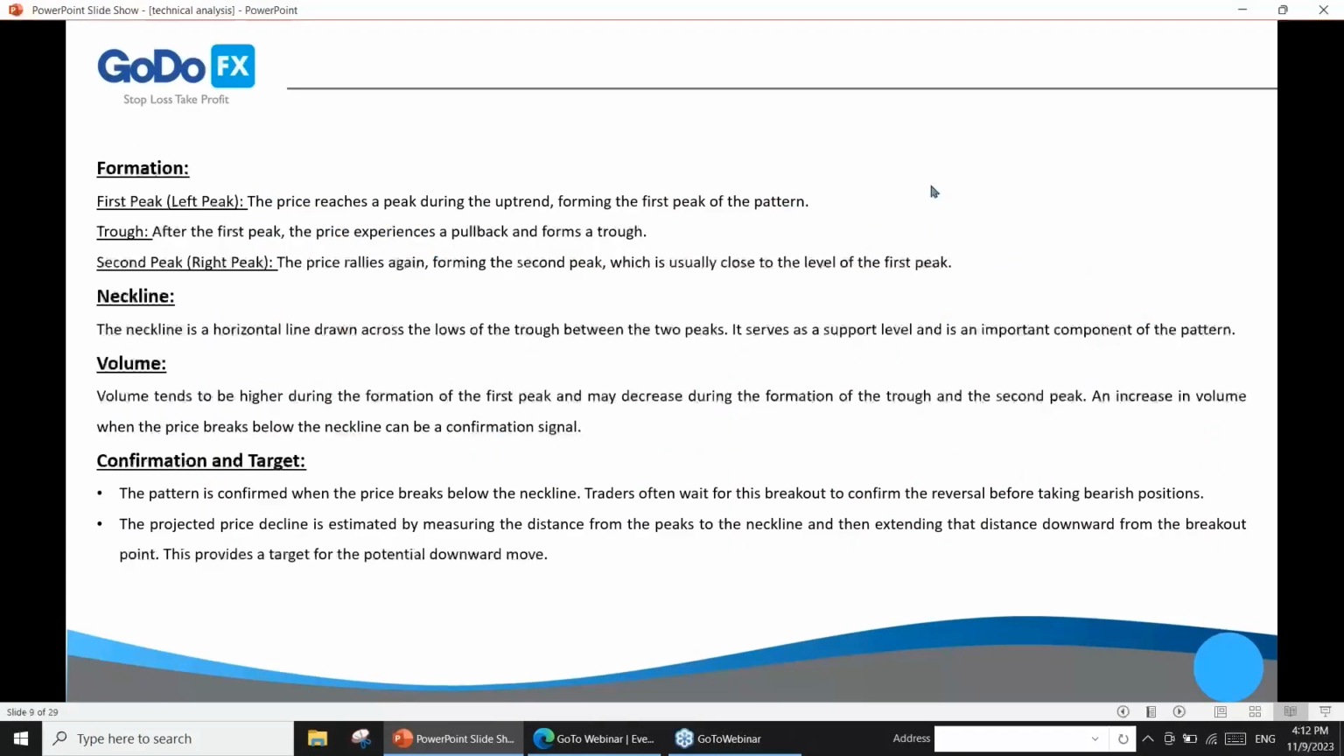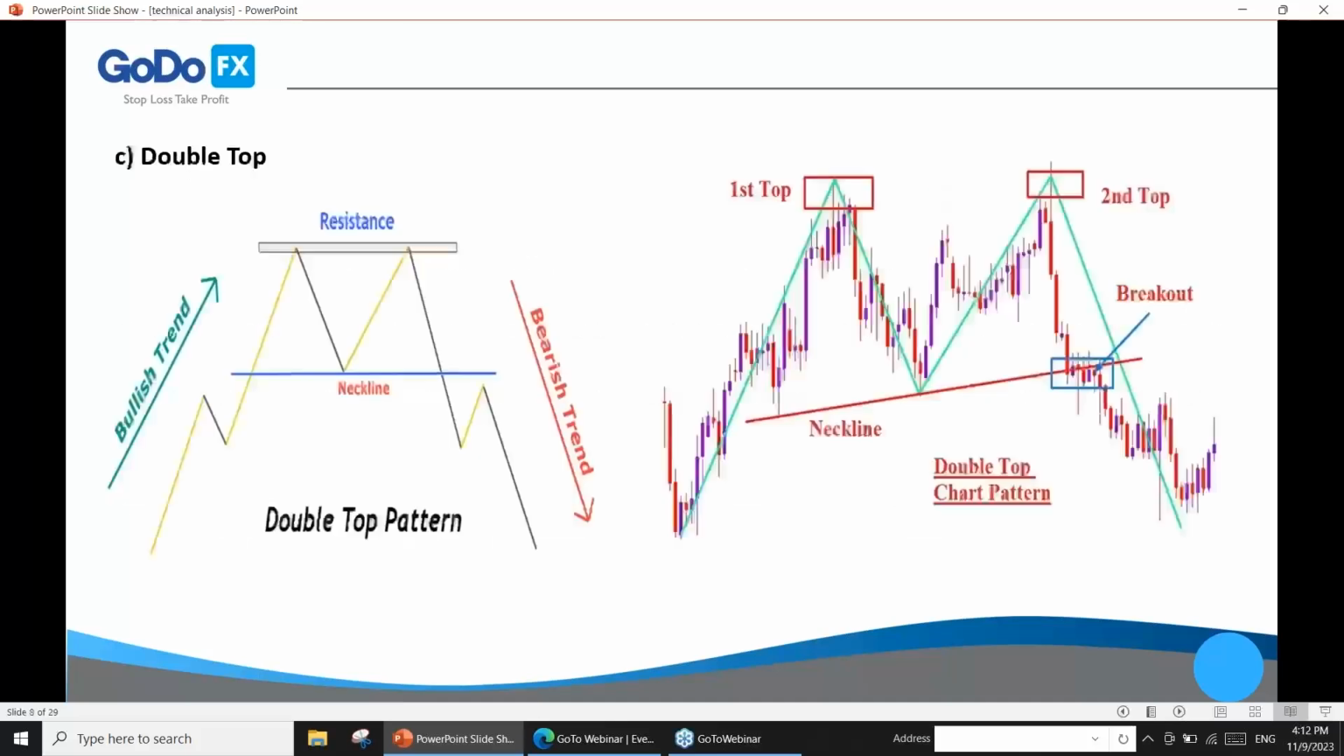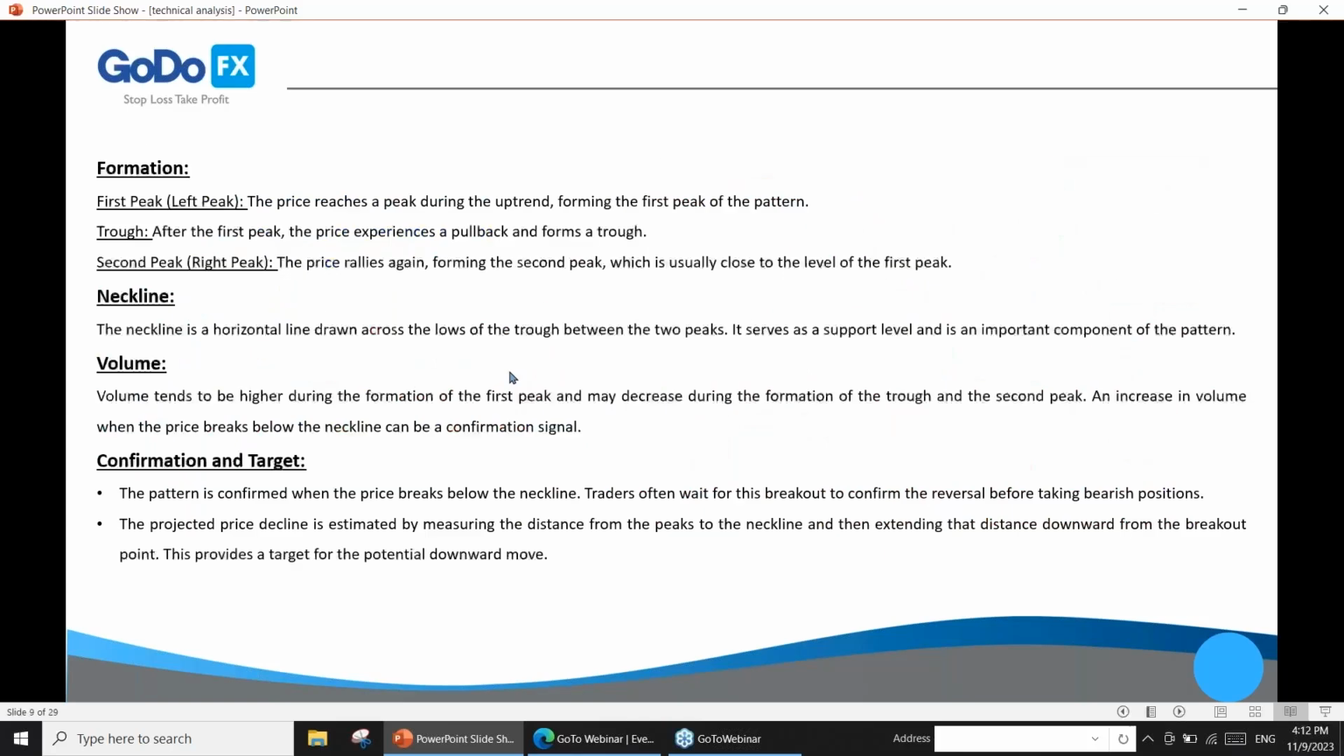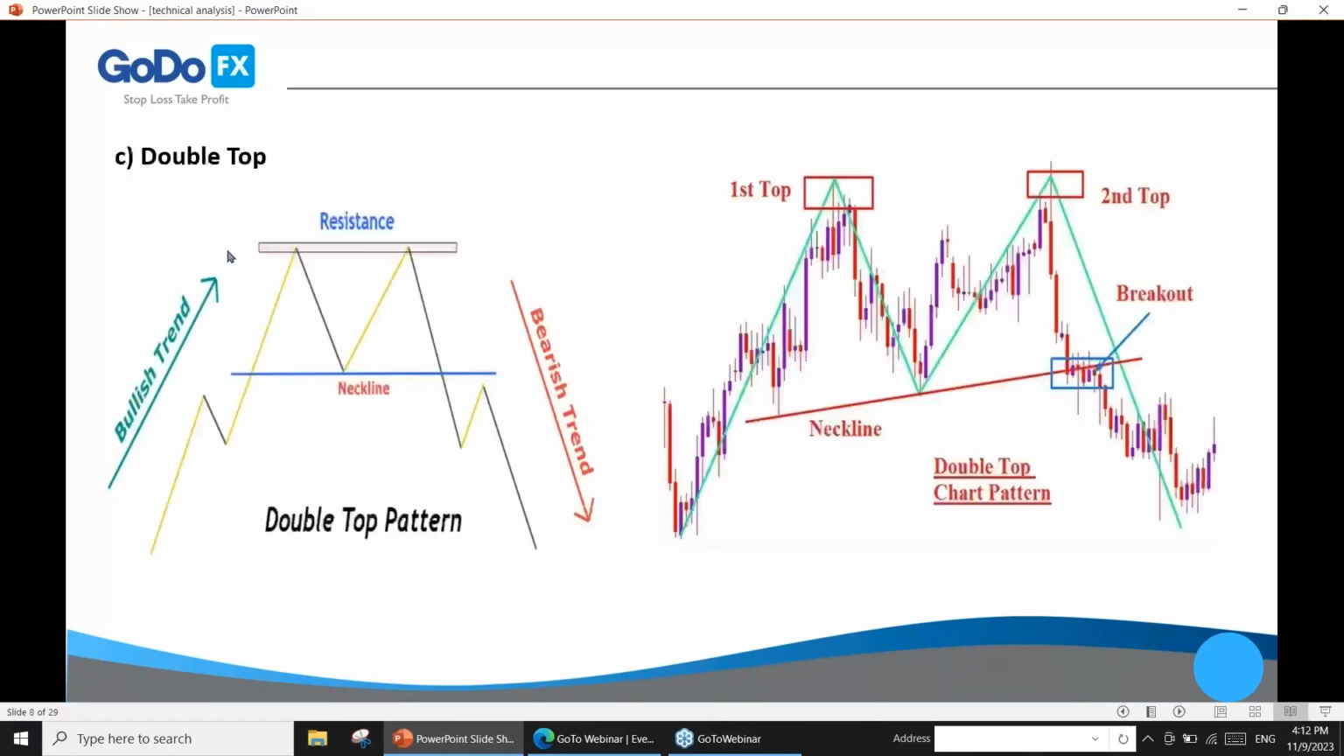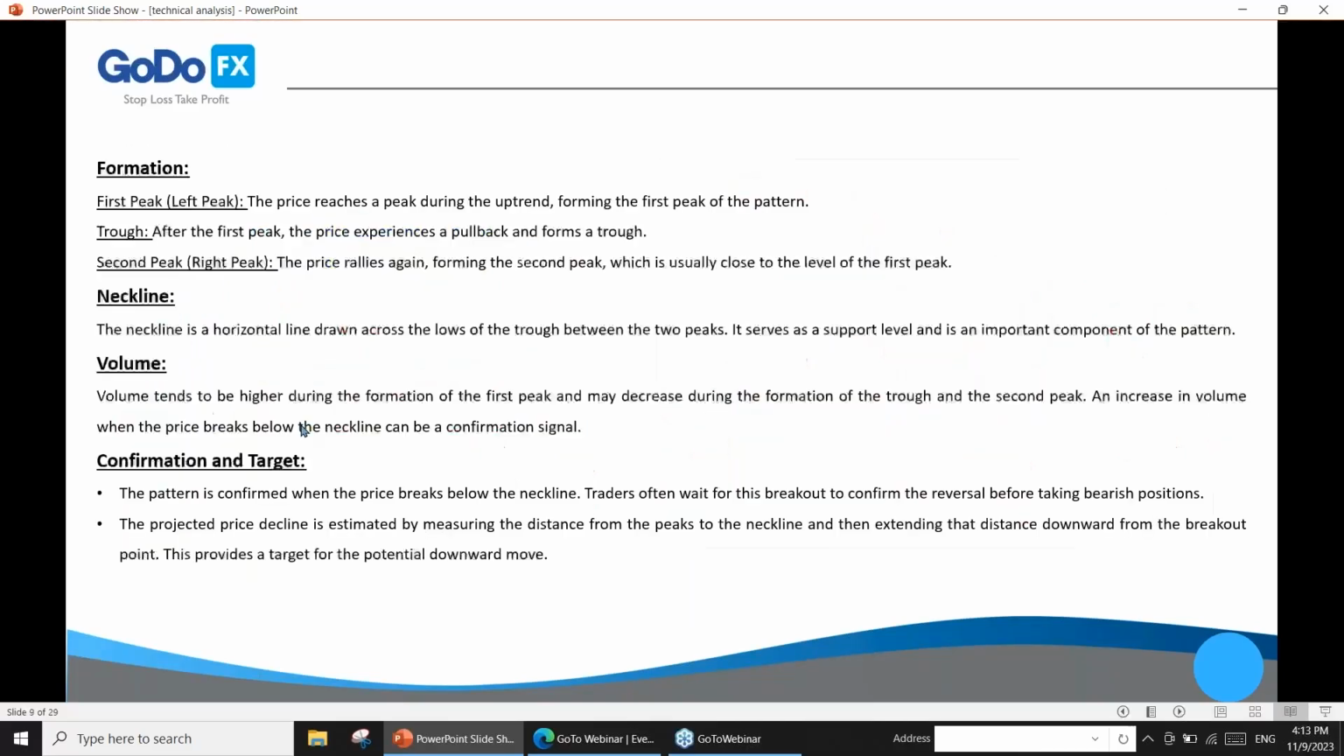Okay, so the neckline is here, which is going to form a support line, and the volume tends to be higher during the formation of the first peak. So once we have a first peak, the volume is going to be high. Then it's going to decrease during the formation of the trough and the second peak.